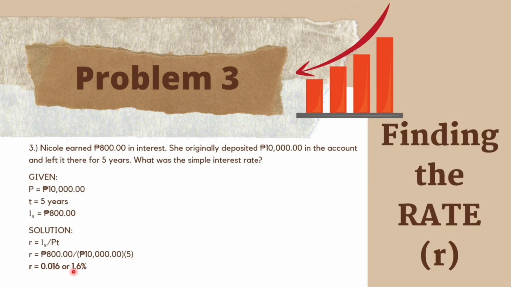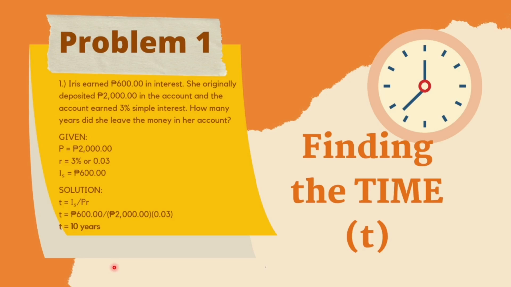Remember to convert it to a percentage. So multiply that by 100, you'll get 1.6, and add the percent sign. So the simple interest rate for this specific problem is 1.6%. So now, let us go to the word problems for finding the time.